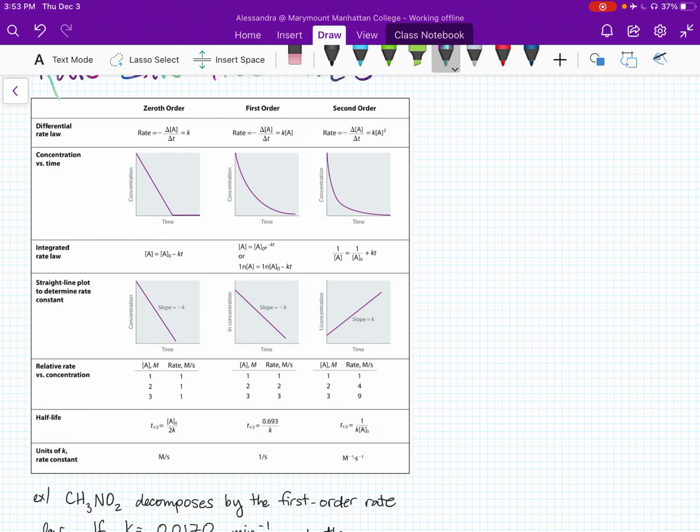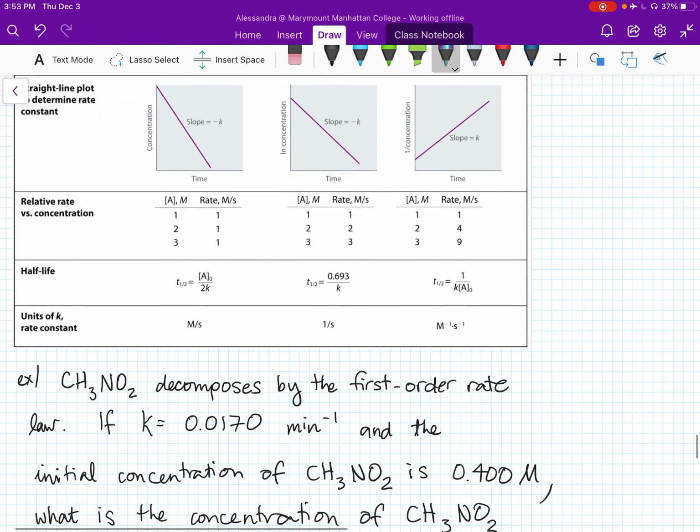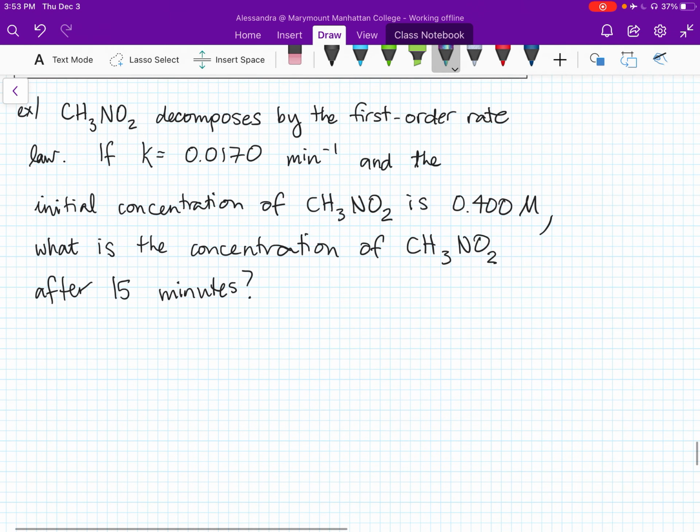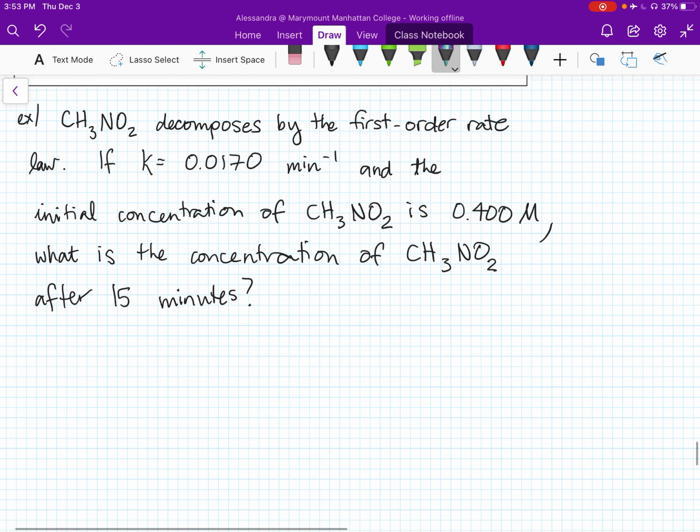So this is available to you as a handout posted on Blackboard in the Chapter 11 folder, and it's really useful for doing problems. So let's use it to solve this problem here first. In this example, we have CH3NO2 decomposing by a first order rate law. If we know the rate constant, k equals 0.0170 reciprocal minutes, and we know the initial concentration of the reactant to be 0.4 molar, can we figure out what is the concentration of it after 15 minutes?